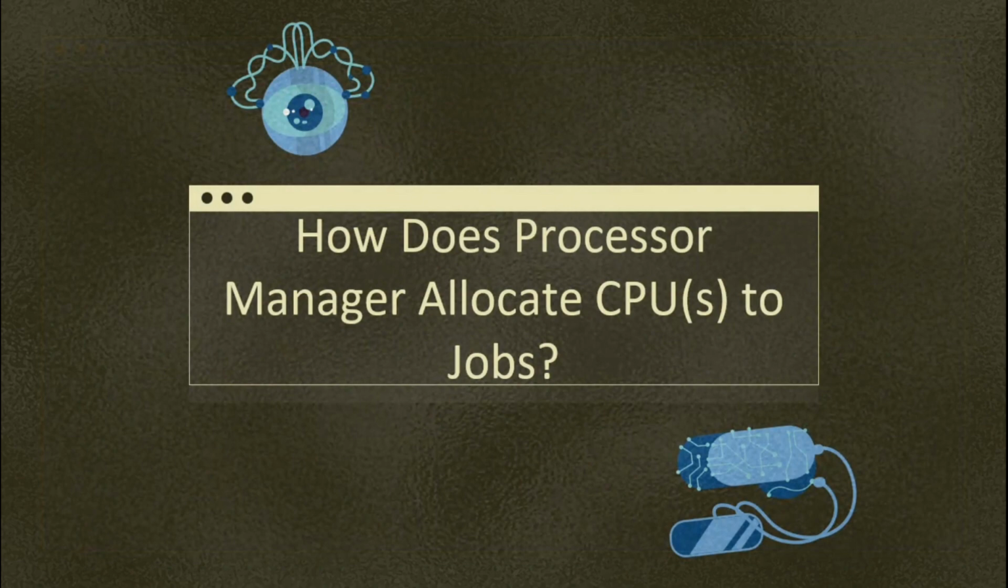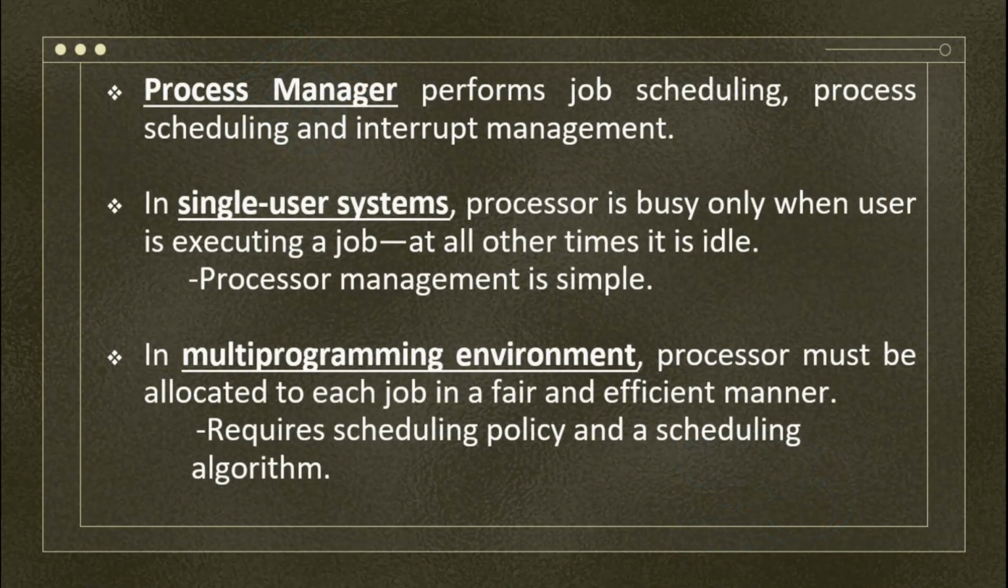How does the processor manager allocate CPUs to jobs? The processor manager performs job scheduling, process scheduling, and interrupt management. Imagine the processor manager as a traffic enforcer of your computer. Its job is to decide which job or task, like running a program, gets to use the CPU at any given time.